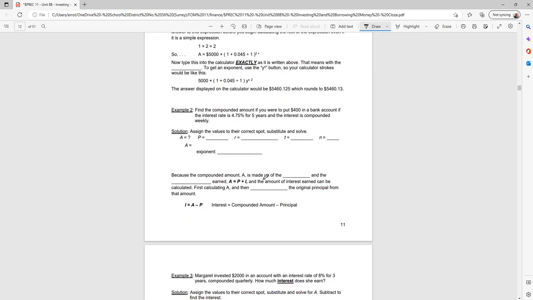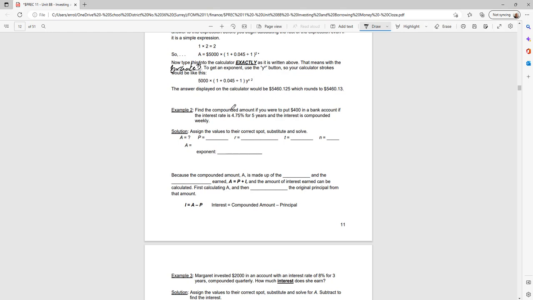Now, you have to type it in exactly the way it says. That means with the brackets, you have to be extra careful with the brackets, and everyone should be using calculators with brackets to get the exponent, and use the y to the power of x button. Some calculators have a different type of exponent button, so we've gone over that, and you should know how to use that. The answer displayed on your calculator will be $5,460.125, but of course we know that there isn't half a cent, so it gets rounded up. Always rounded up.